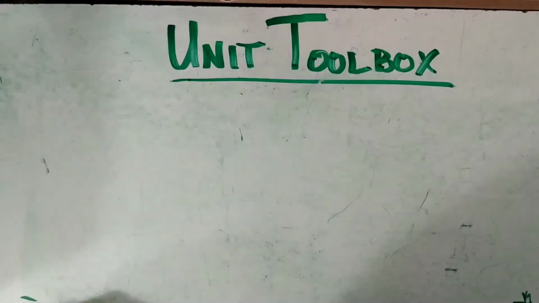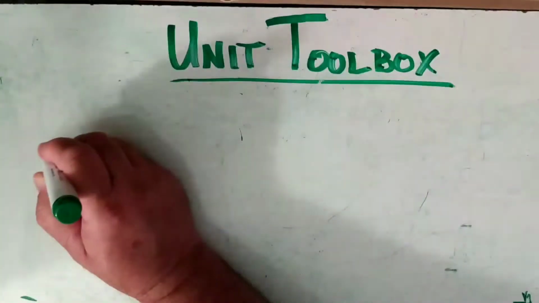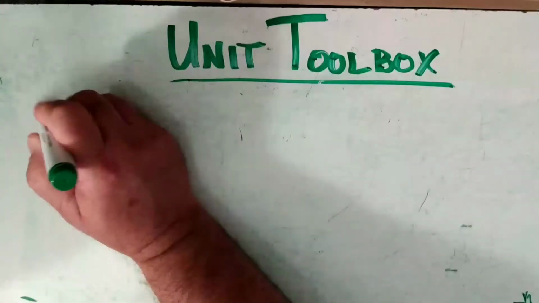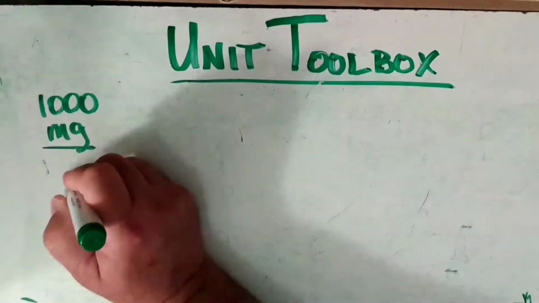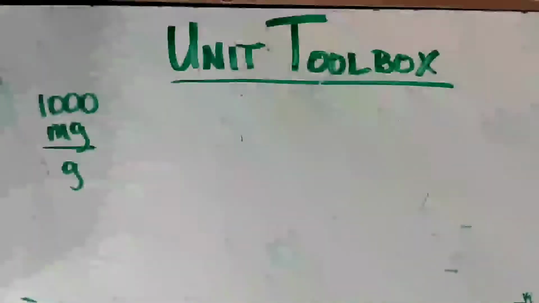Okay, let's cover mass this time. So, a milligram and a gram. Now we already know a milligram. We know that milli is 1,000 to a gram, so we know that just by the prefixes. What though would a milligram look like?